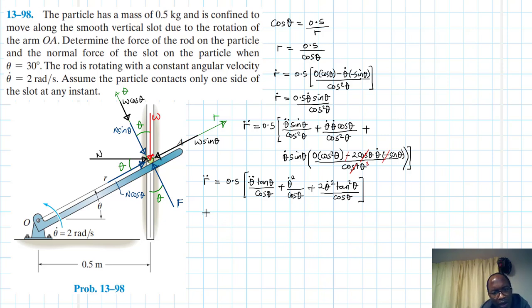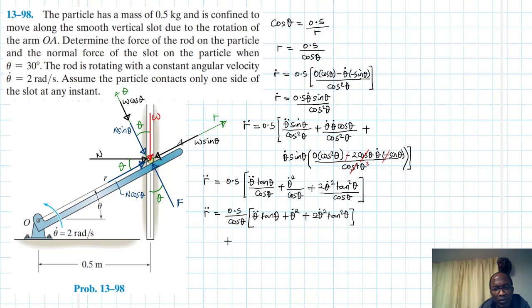So our R double dot, we can write this again as 0.5 divided by cos theta, and then we just have theta double dot tan theta plus theta dot squared plus 2 theta dot squared tan squared theta. Okay.